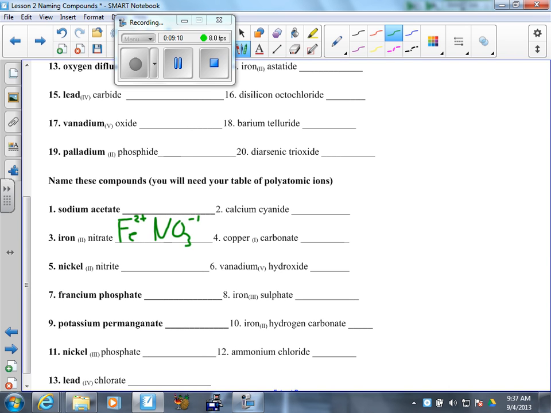So I drop and swap, same as before. I take the 1, I put it here, but we don't write ones. Then I put brackets around this, take the 3, and put it down here outside of the brackets. Okay, is that ringing a bell? So it's just like the swap and drop with regular elements, it's just sometimes you have to put a bracket.